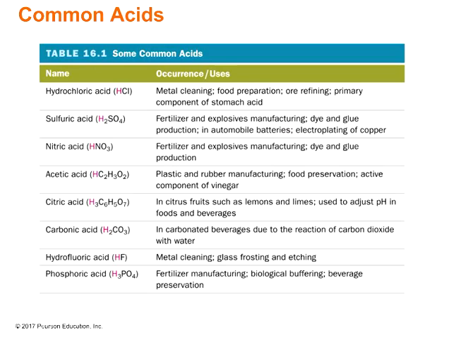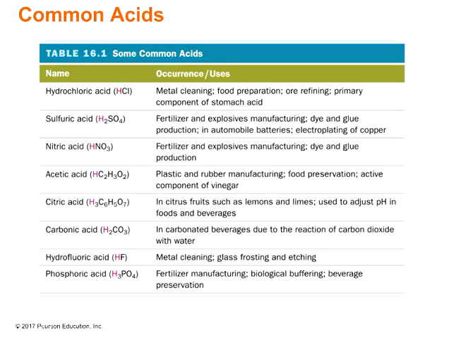All right, now let's go through a list of common acids, and this table 16.1 can be found in your textbook. So hydrochloric acid we already talked about. Sulfuric acid is used in some manufacturing processes. So for instance, in the manufacturing of fertilizer and explosives. It's also used in automobile batteries and the electroplating of copper.